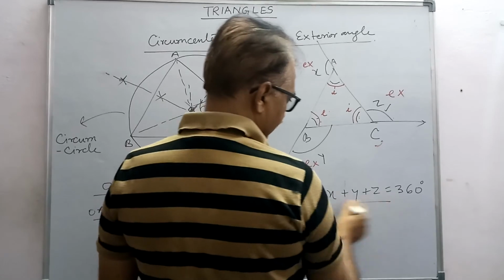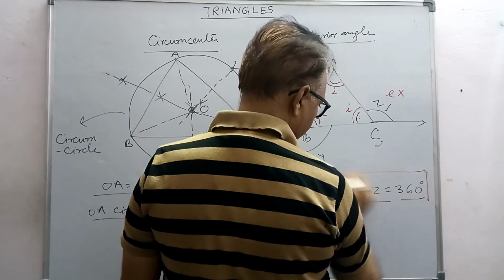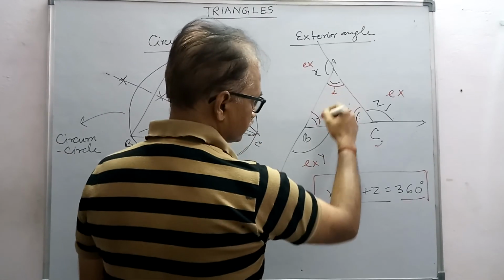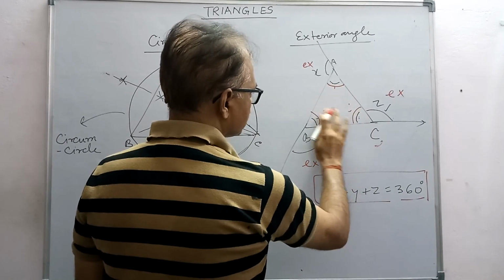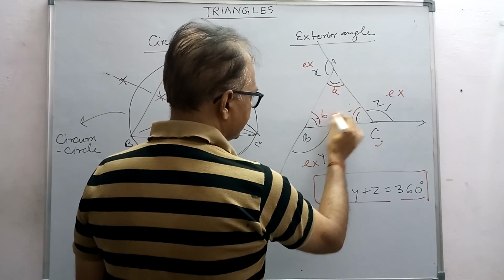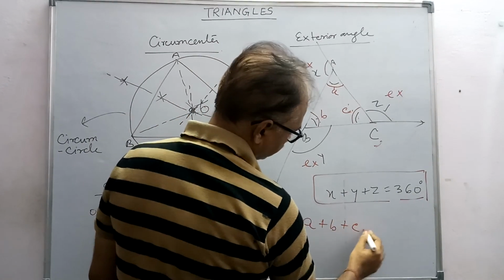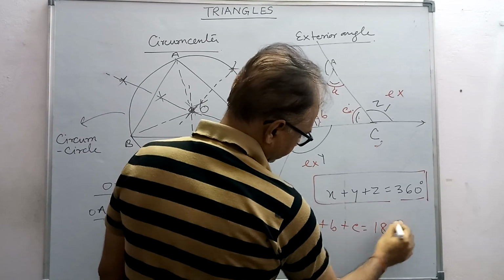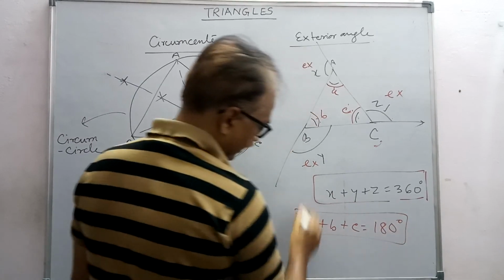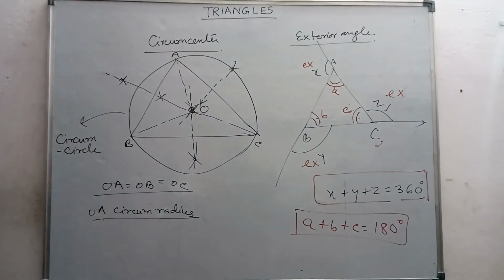And the sum of exterior angles is equal to 360 degrees. And the sum of interior angles, say this is given this way, small a, small b and small c. So a plus b plus c, that is the sum of interior angles, is equal to 180 degrees. Sum of interior angles is 180 and sum of exterior angles is 360. Okay.